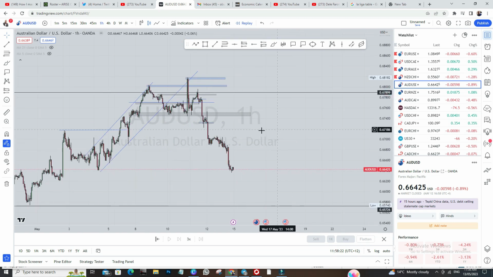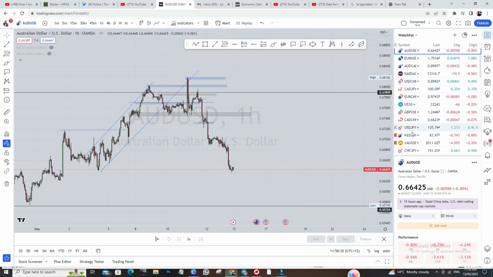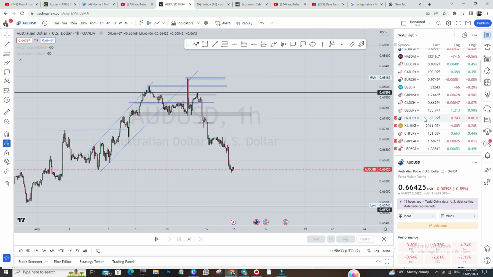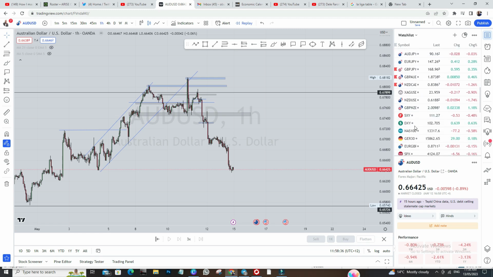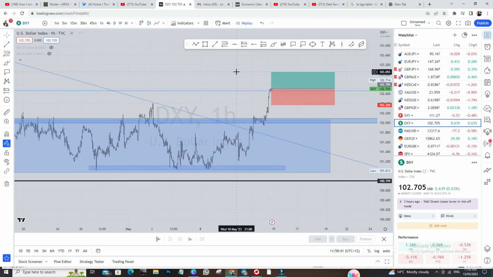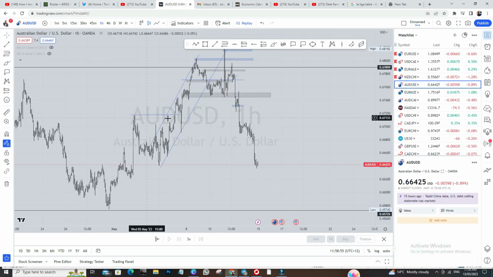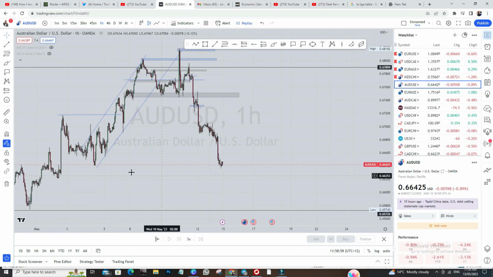For the AUD USD, I'm looking at more push to the downward side because of the USD, thanks to the DXY we looked at not long ago, showing the US dollar gaining momentum to the upside. Once this DXY is pushing to the upside, it means the US dollar is pushing to the upside, which in turn will give AUD USD more push to the downside. So this is also a point to consider.